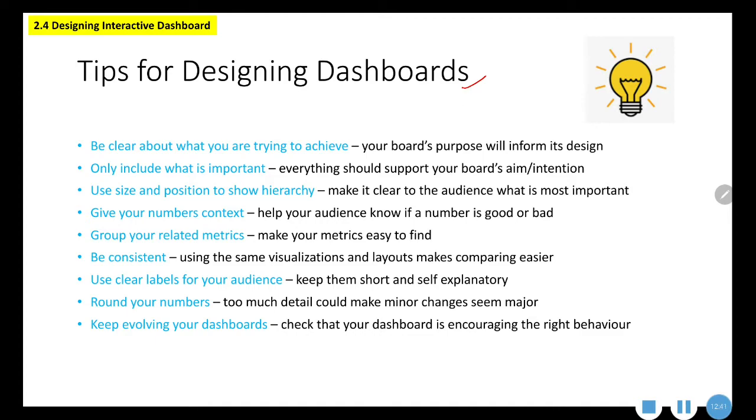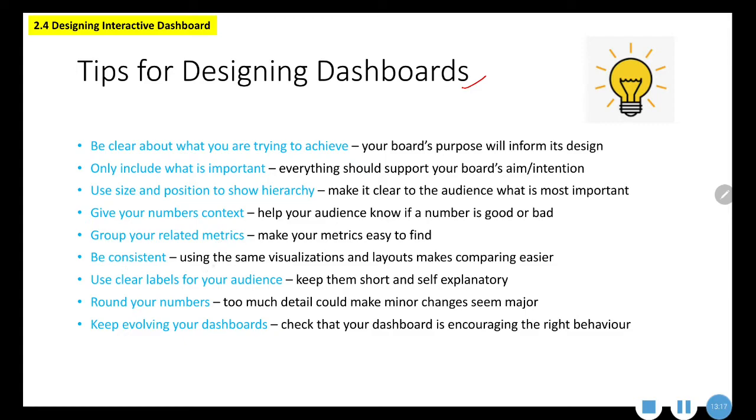And then give your numbers context. Meaning that if it's a number, make sure you put the measurement unit. For example, is it in centimeters, is it in years, so that the user can interpret the data, and also know whether the data is good or bad. If it's bad, you can represent it with the red color, for example. Maybe the cases are high, so you put red color to show that there are not good signs. Group your related metrics so that your metrics can be easily found.